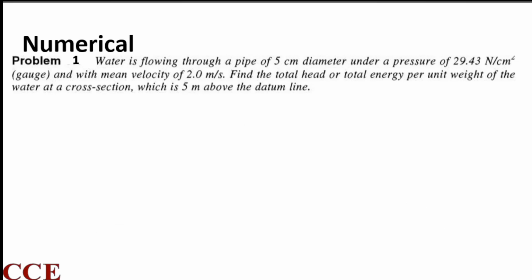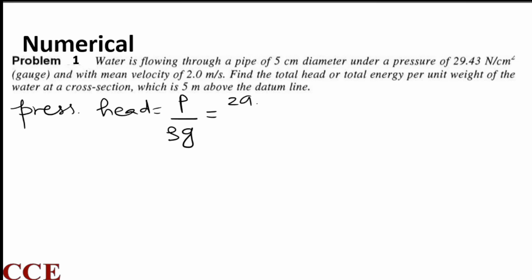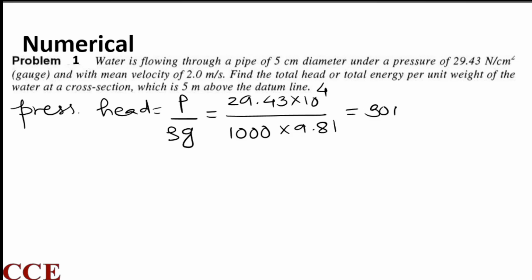Okay, so we'll go to the next slide. Pressure head, the formula was P by rho into G. So 29.43 into 10 to the power 4, divided by density of water, which is 1000, into the value of G, 9.81. So the pressure head here is found to be 30 meters.